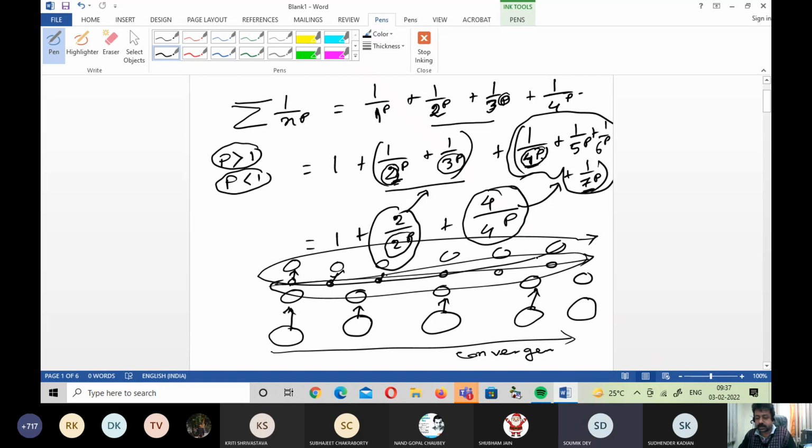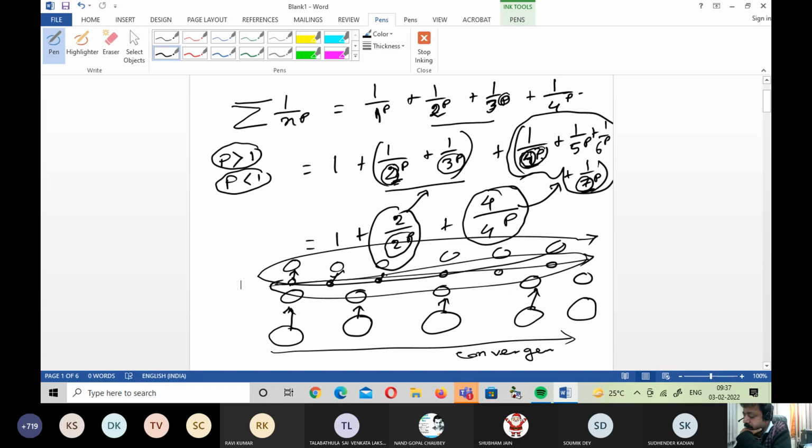Sir, for convergent, we have to take a higher series, and for divergent, p less than or equal to 1? Sir, for convergent, can't we take a lesser series? No. Here you just see one thing. If you write 2 by 2 to the power p, 4 by 4 to the power p, if p is greater than 1, 4 to the power p is less than this.